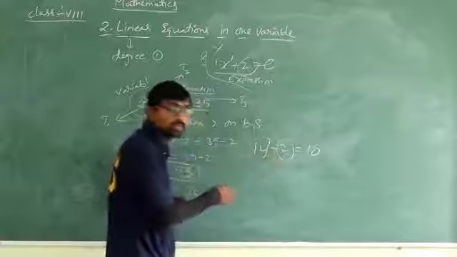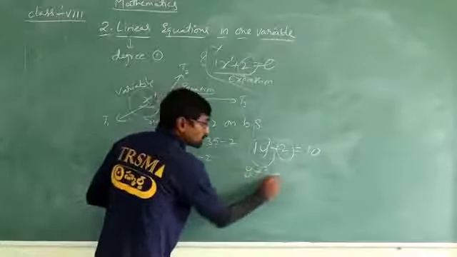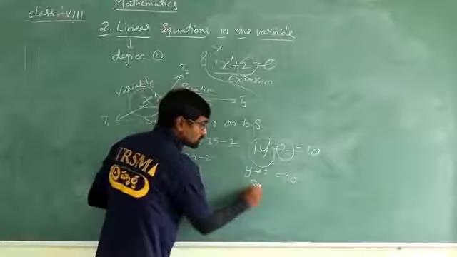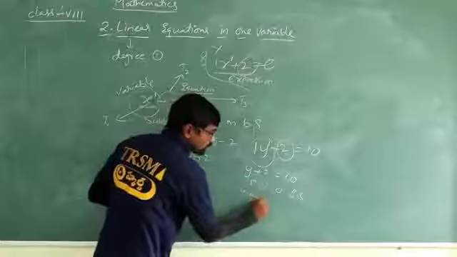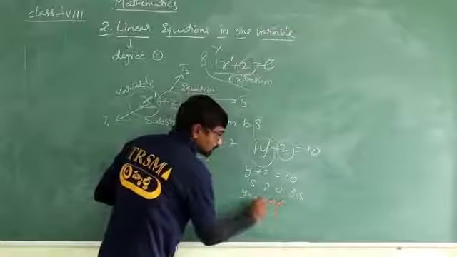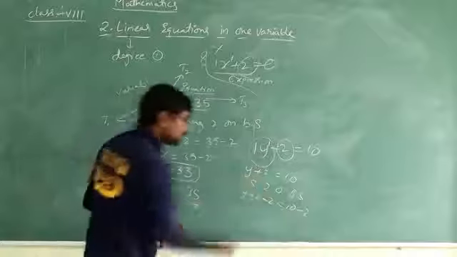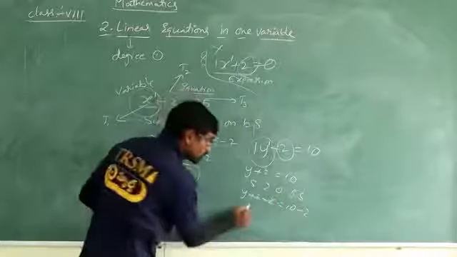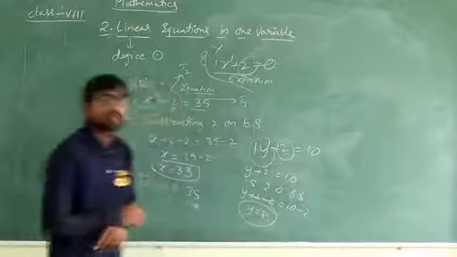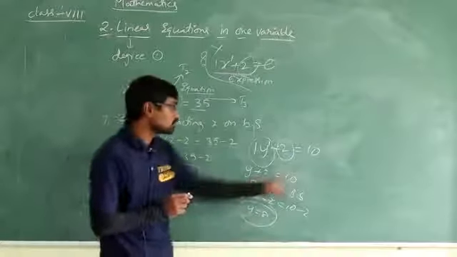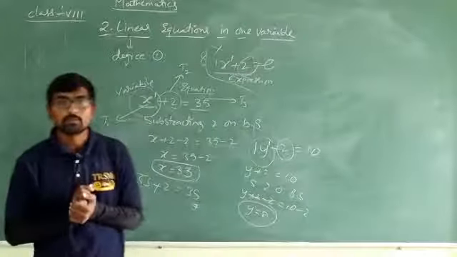Now what do I have to do? I have to remove this 2 from here, so I have to subtract 2 on both sides. Y plus 2 minus 2 is equal to 10 minus 2, removing 2 on both sides. So plus 2 minus 2 will become 0. Y is equal to 10 minus 2, which is 8. So the actual value of y is 8. See here, 8 plus 2 will be 10. So like this we will be finding the value of variables.